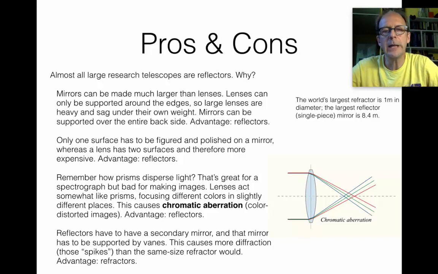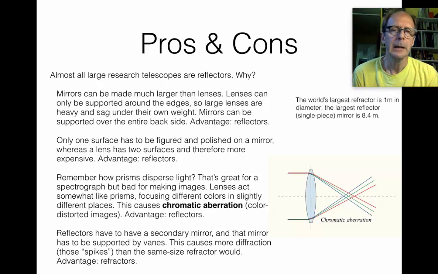Also with a mirror, you only have one surface that needs to be ground to the proper shape, polished and coated. Whereas with a lens, you have to grind and polish two sides, and that's labor intensive and expensive. And then lenses also have an issue called chromatic aberration. Lenses act a little bit like prisms because the sides are angled in. So a single glass lens will separate the red light from the blue light and the colors in between, and that will produce a color distorted image called chromatic aberration.